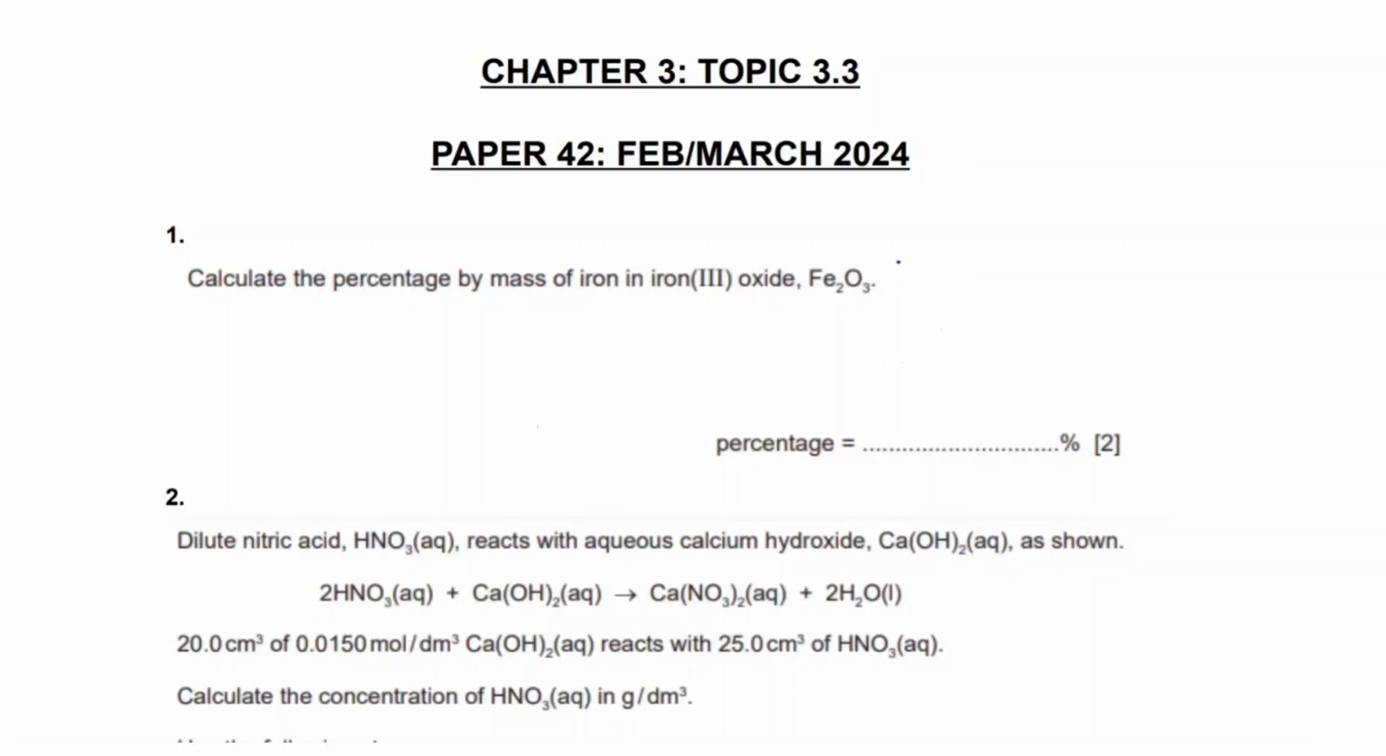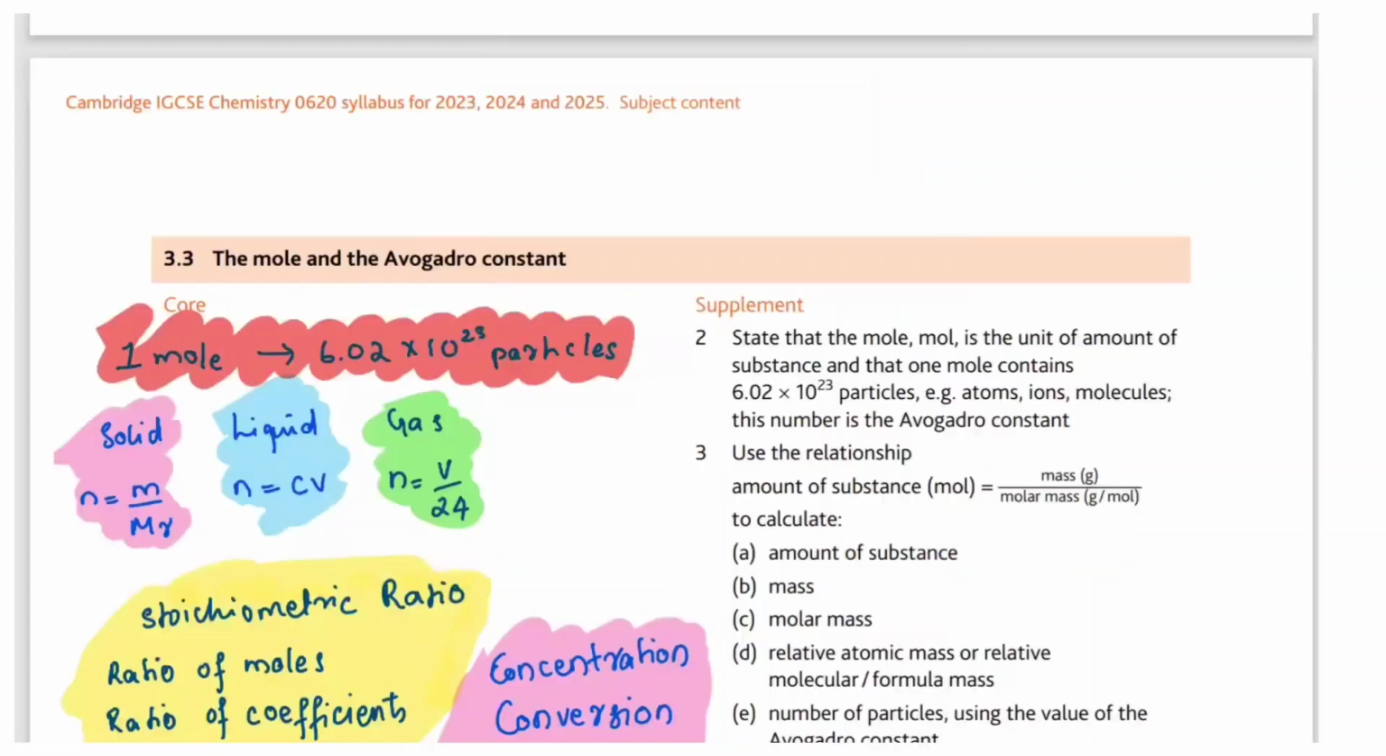In today's video, we are going to focus on chapter 3, emphasizing on 3.3 of this chapter. So let's first see what is there in this particular topic. Topic 3.3 talks about the moles and Avogadro constant.